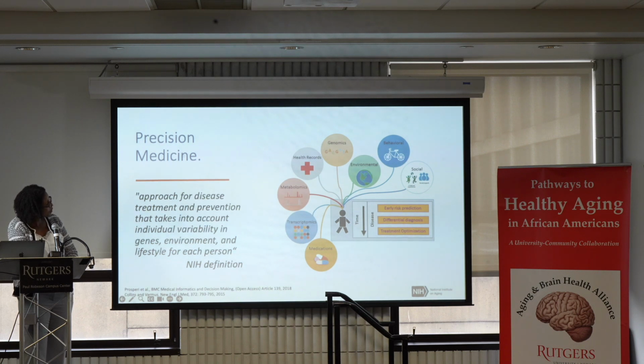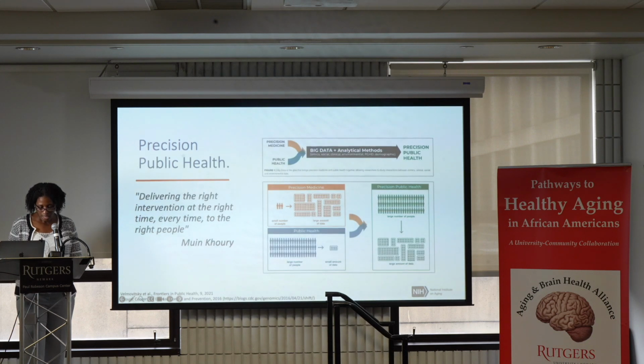So on this figure, you would look at things like different omics, the types of medications a person is taking, the environment that they're living in, and so on, and use all this information to really design a treatment and prevention for disease. And then we could extend the idea of precision medicine to precision public health. And precision public health is really about delivering the right intervention at the right time, every time, to the right people or to the right community, okay?